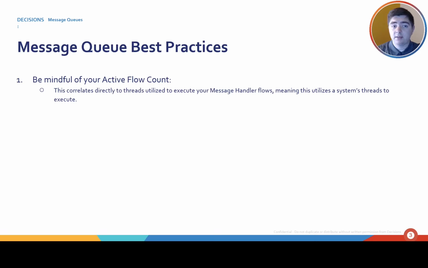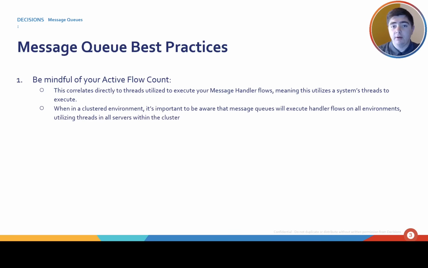Now remember, this is the server thread. So it's important to know what your environment's resources are capable of when you're setting up the active flow count. Now, if you're in a clustered environment, you have to be aware that it's going to pull threads from all of the different servers involved in your cluster to execute the message queue.